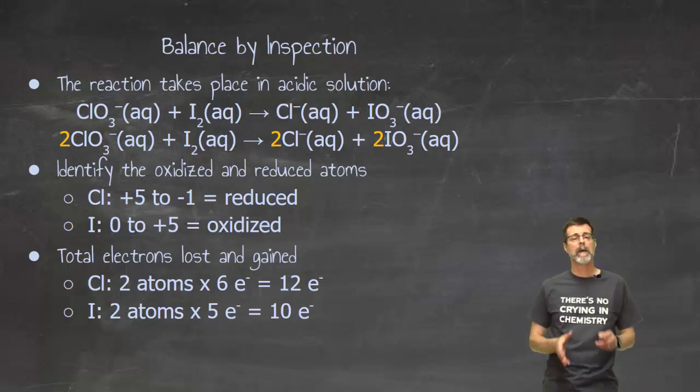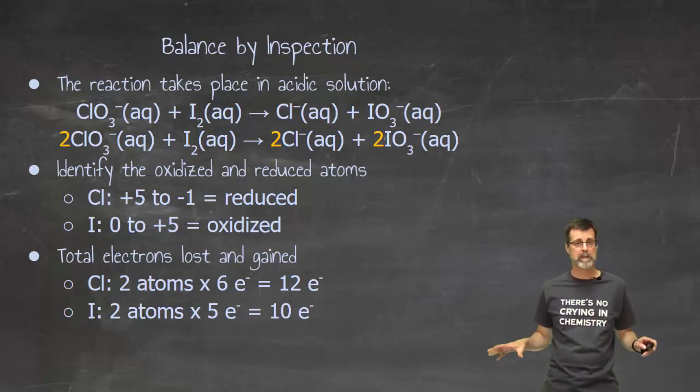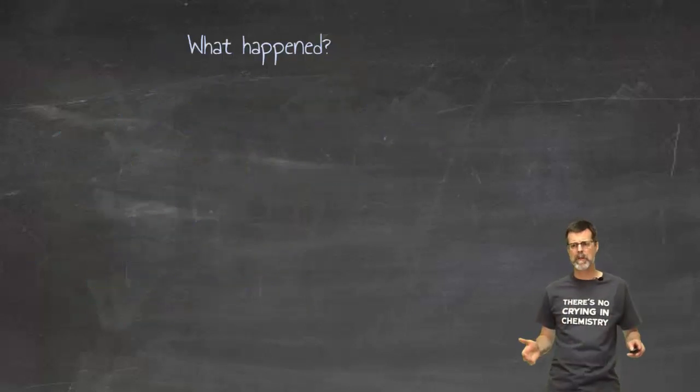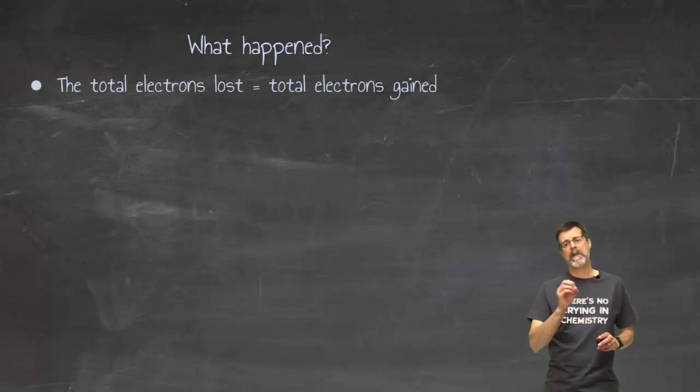Can't have that. So that is not a sufficient way of balancing this reaction, which means all of that stuff that you learned before about how to balance reactions does not necessarily work for redox, and definitely does not work anytime you see the phrase in acidic solution. So what do we do? Well, let's figure out what happened first. The problem is that total electrons lost have to equal total number of electrons gained, and they didn't.